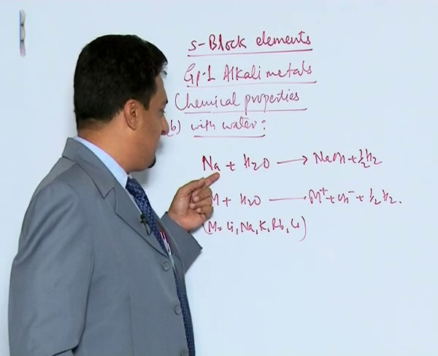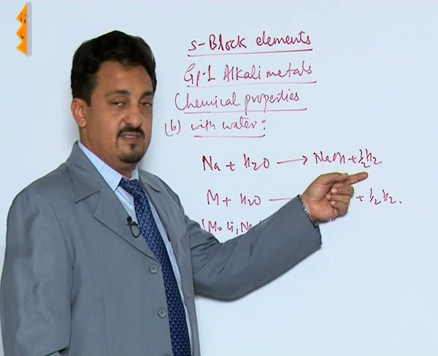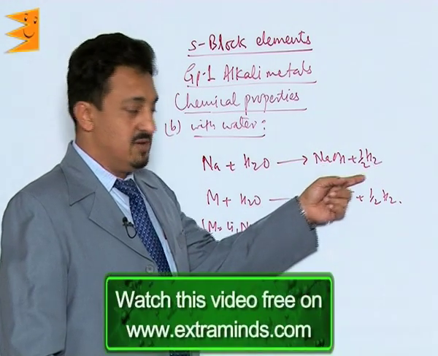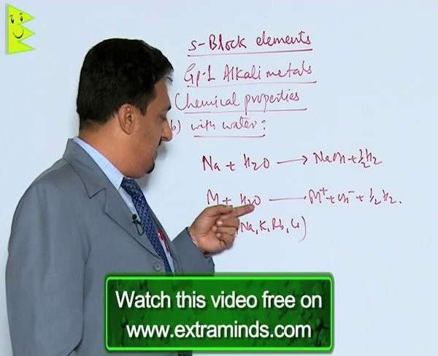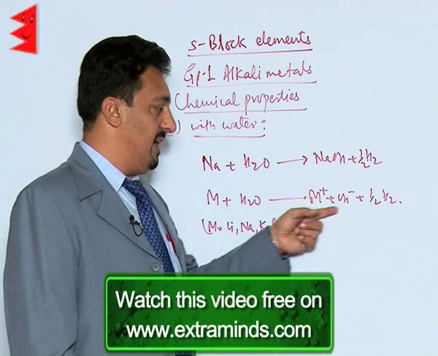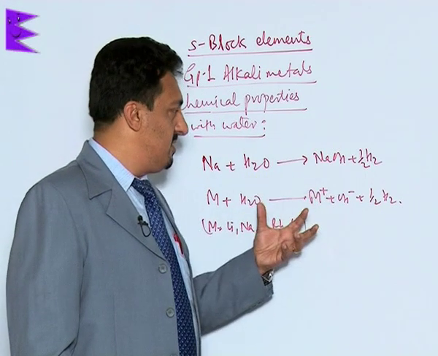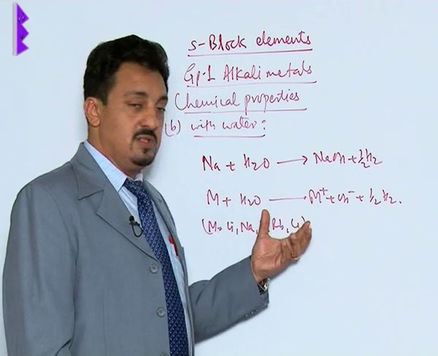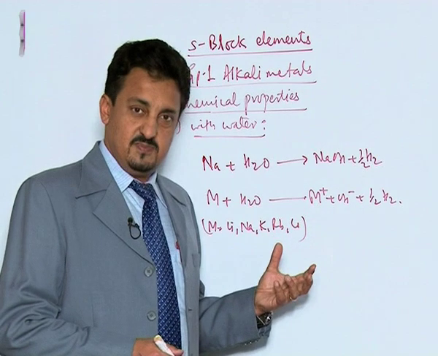The reaction is like this: sodium combines with water and forms the corresponding hydroxide, sodium hydroxide, and releases hydrogen gas. We can write a general reaction with M, where M can be any one of these alkali metals, with water, which combines to form metal hydroxide and releases hydrogen gas. Now, another important thing about this is that the moment they are added to water, they make the medium basic due to the formation of these hydroxides.